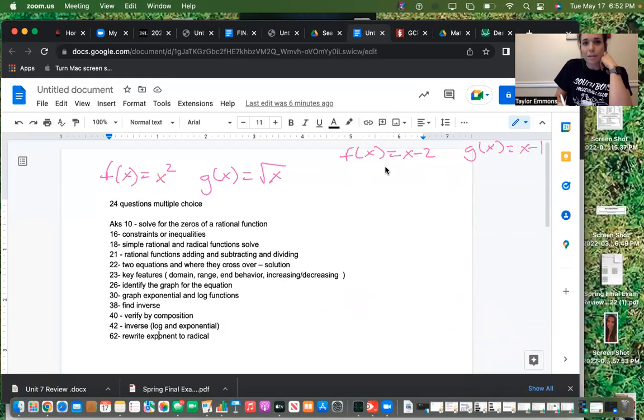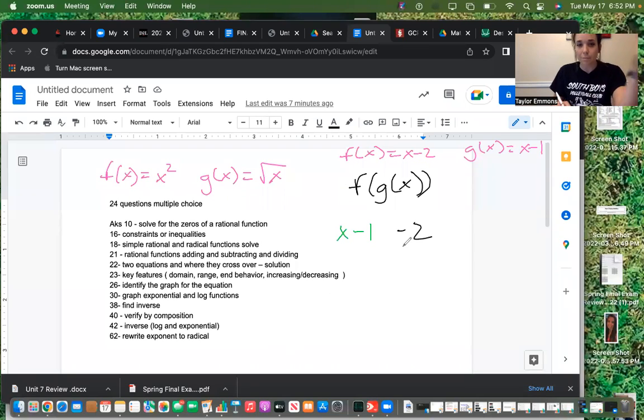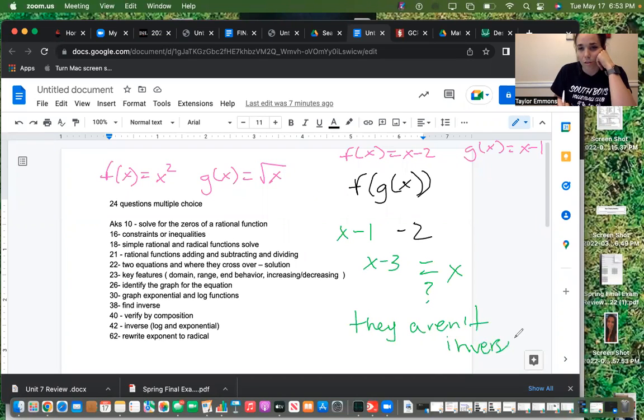Okay, so if I had these two equations right here, and I said f of g of x, I'm going to take f, and instead of writing this x, I'm going to write what g is, which is x minus 1. So can I simplify this? Well, what's negative 1 minus 2? Negative 3. So this will be x minus 3. Is that equal to just x? No, so they aren't inverses of each other. Does that make sense? Okay.